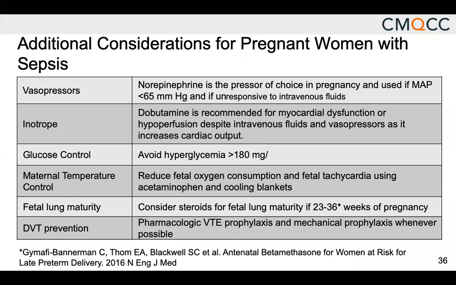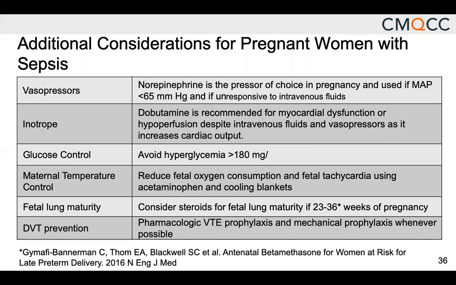Some additional considerations. The purpose of vasopressors is to constrict that pathologically dilated systemic circulation and maintain perfusion, and the current guidelines recommend norepinephrine. However, if the patient is not responding to the norepinephrine, you can add an inotrope, and dobutamine is great because it increases the MAP and cardiac output.